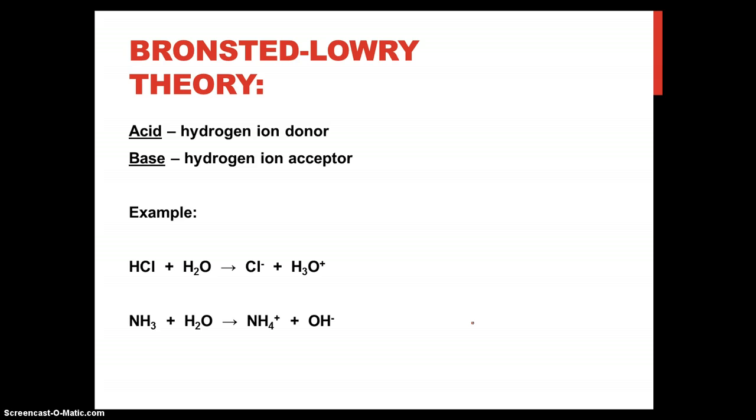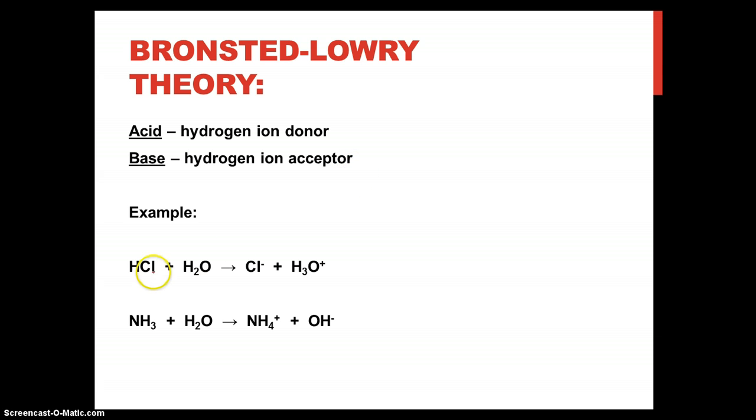Okay, let's talk about the Bronsted-Lowry theory. This is the more updated version of what acids and bases are. And the definition of an acid is a hydrogen ion donor. A base is a hydrogen ion acceptor. So for bases, it doesn't have anything to do with having hydroxides. It has to do with accepting a hydrogen ion from something else.